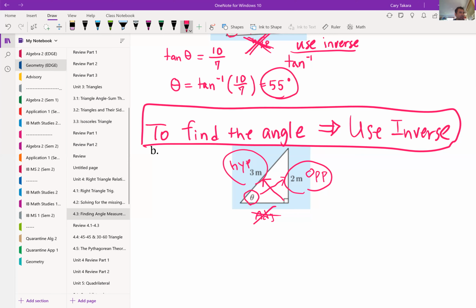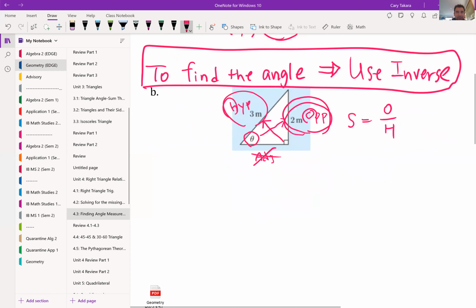Okay, so let's go through that. So far the steps are all the same, right? So are you okay on that? So you label, and this has to be sine, S-O-H, okay? Because it's O and H. It's an opposite and a hypotenuse. So this has to be a sine problem.